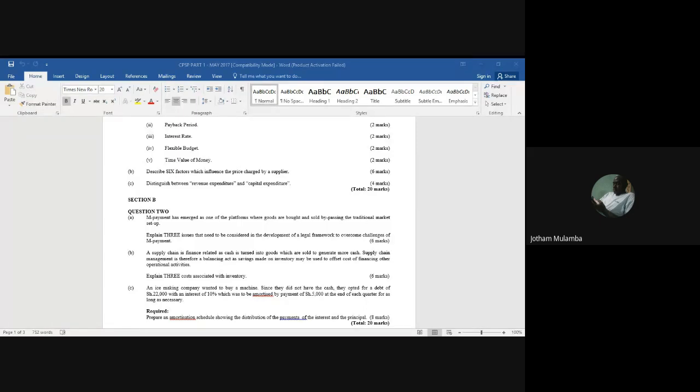Another limitation that's there. Transaction costs are high. Another limitation of using M-payment: inadequate cash at times. Yes, inadequate cash. Another: possibility of sending money to a wrong recipient. Yes, wrong transaction.